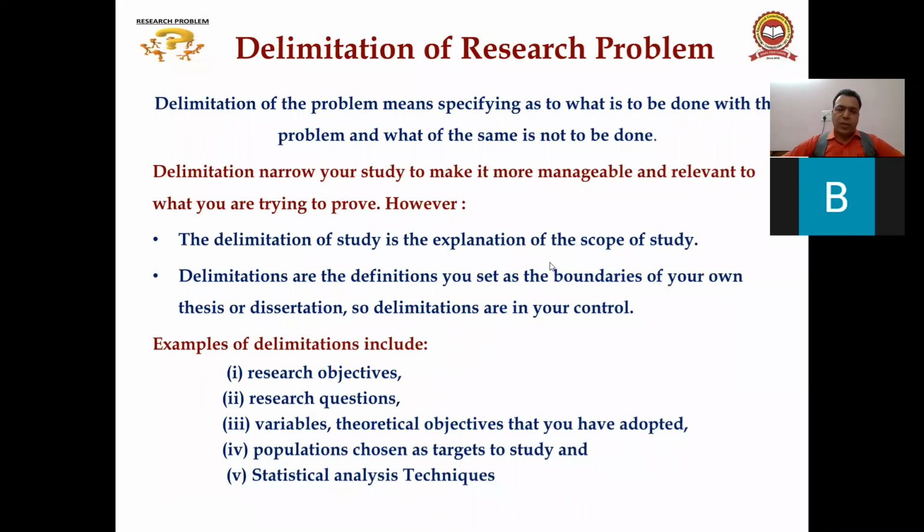Next again, delimitations of research problem, right? This is also important. Delimitations of research problem means here you are going to delimit the scope of the research problem, right? उसको आपने delimit करना है. तो mostly last देखिए I have written 5 points. These 5 points come under the delimitations of research problem, right? One is research objective, we have discussed; research questions, we have discussed; third, variables; theoretical objectives that you have adopted. Fourth number के ऊपर population.